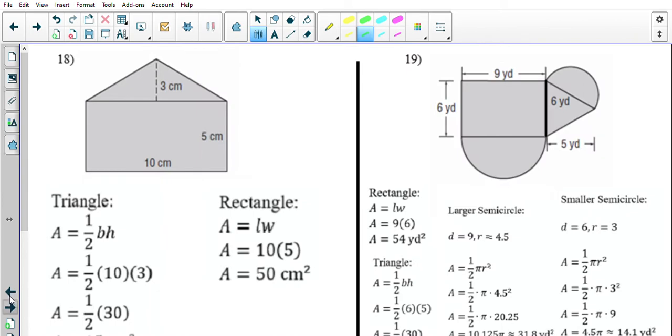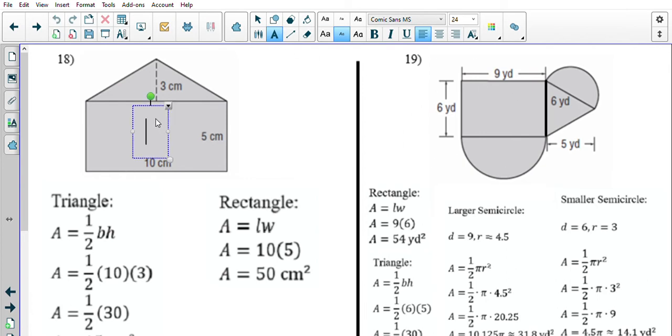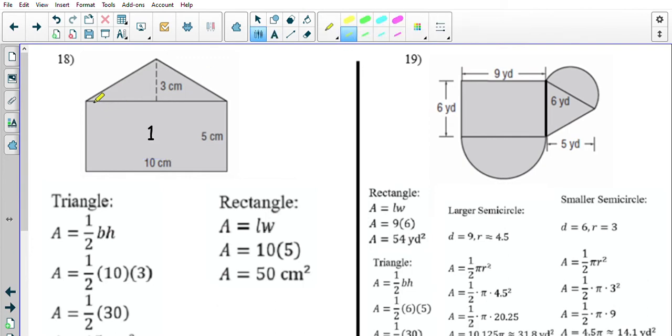All right, let's take a look at our next region. We've got a rectangle and a triangle. So this one's not too bad. I will tell you that 19 is, I think, one of the hardest questions. So if you're struggling with that one, don't be surprised. It's a tough one. So let's start with the rectangle. I'm going to outline that here in yellow.